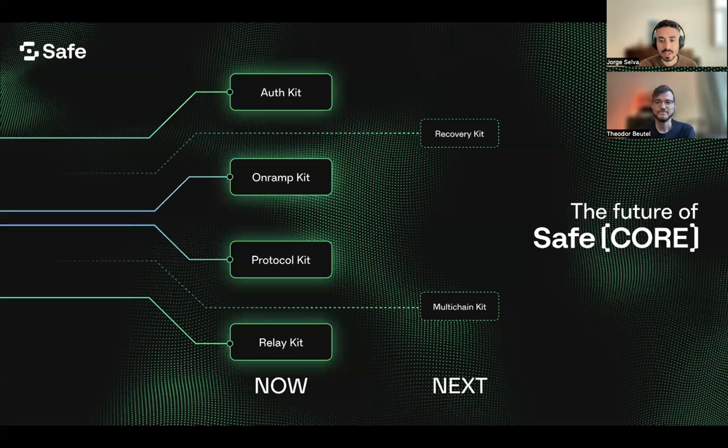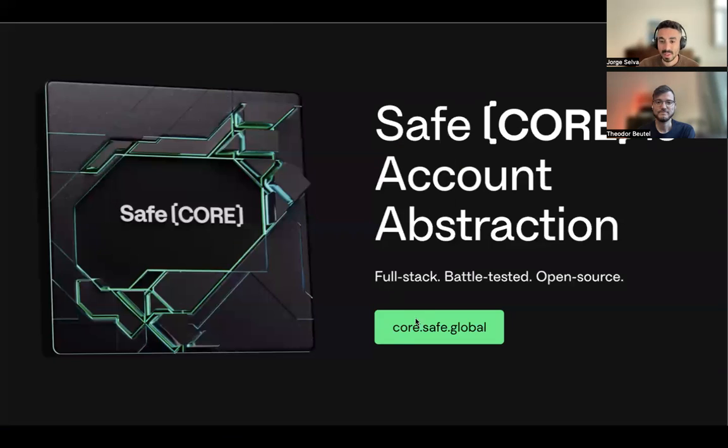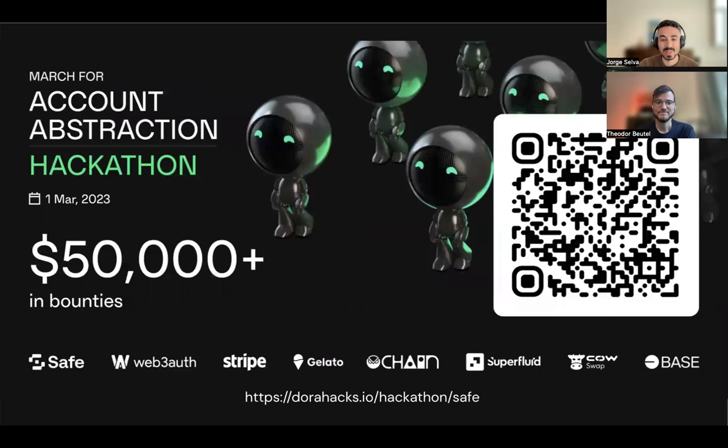into Web3. So as I mentioned, we were really excited to be joined by a few key partners, namely Stripe, Gelato, and Web3Auth. These are currently available in the Safe Core SDK. So the kits that I mentioned, these are live. If you go to core.safe.global, these are all available, documented, and ready to be built on top of. So yeah, this bridge between Web2 and Web3 is real. And if you have ideas on what you'd like to see built, that leads me to my next point, which is we also announced the March for Account Abstraction Hackathon.